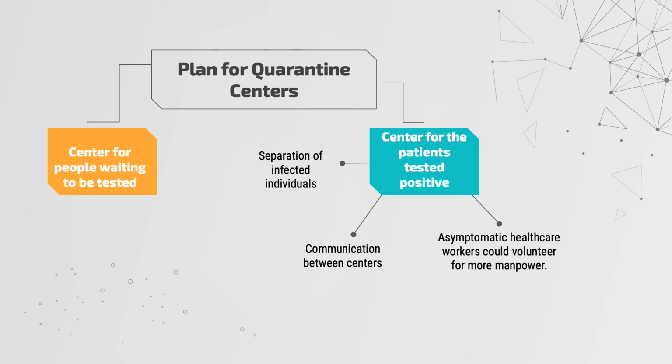So first, of course, separation again of infected individuals. This is to prevent them from being kept in enclosed spaces. Next, the staff should not be in contact with other centers. We personally think that communication between quarantine centers is important. And lastly, if there's a desperate need for more healthcare workers, maybe you could ask some of the asymptomatic healthcare workers to continue working voluntarily in those centers.